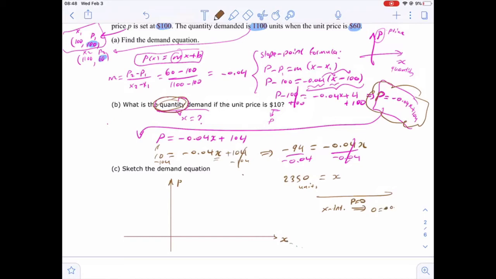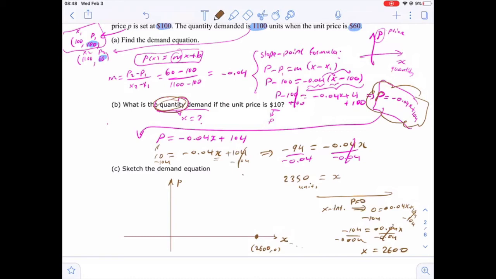So we have 0 equals negative 0.04x plus 104. And then we simplify this to solve for x. We subtract 104 from both sides and get negative 104 equals negative 0.04x. Then we divide by the coefficient of x, and using the calculator, we get x equals 2600. So the x-intercept is 2600 and 0.